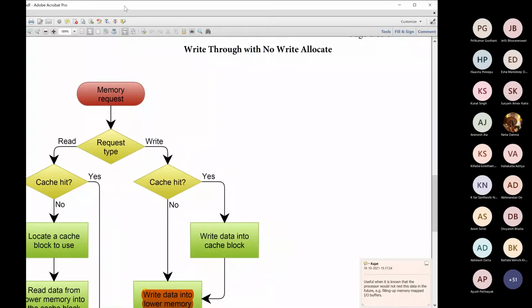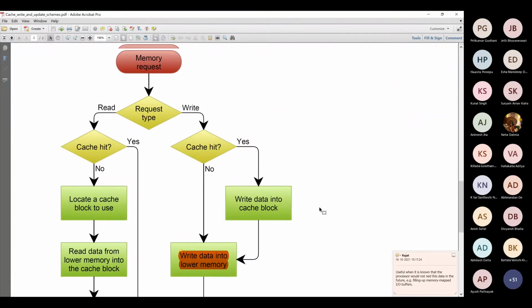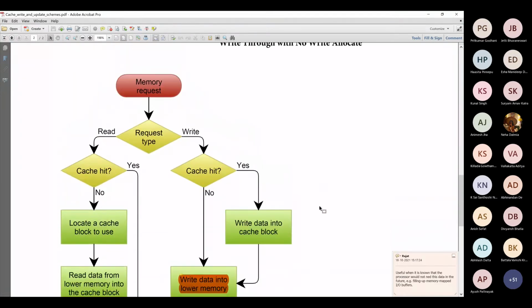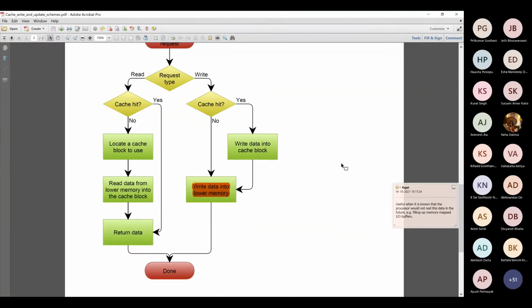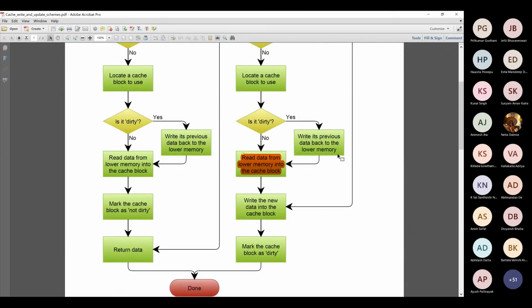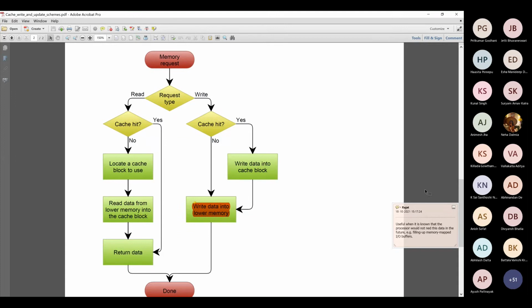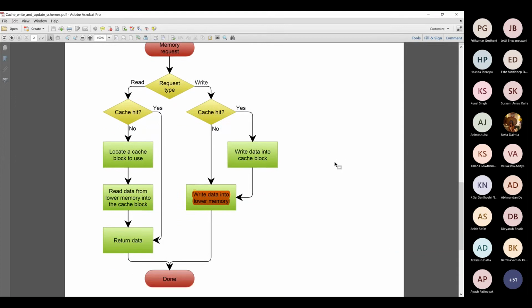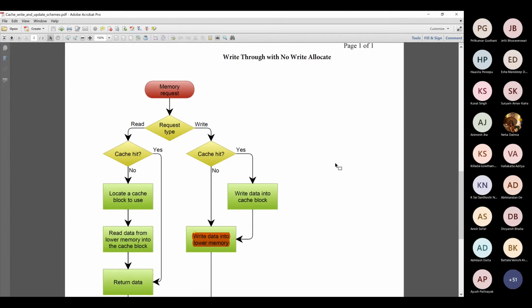First, let me describe write through. Write through with no write allocate is one of the common options, and write back with write allocate is the other common option. What is write allocate? I will describe. First of all, this is write through. How is it write through?